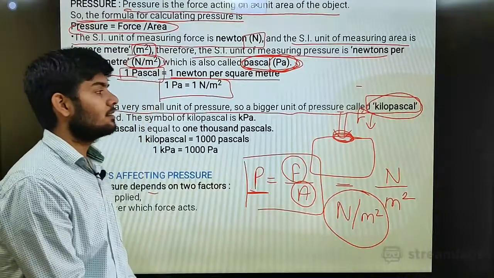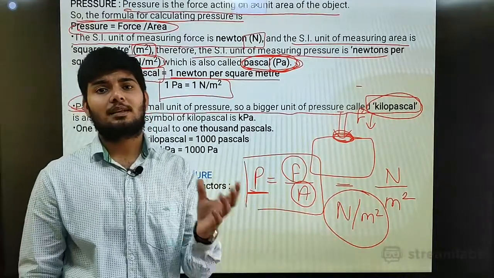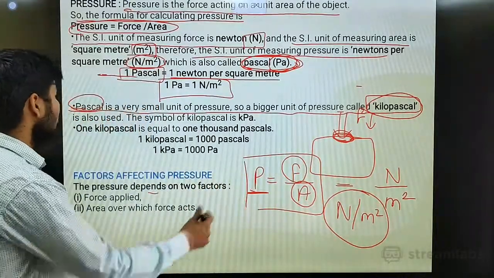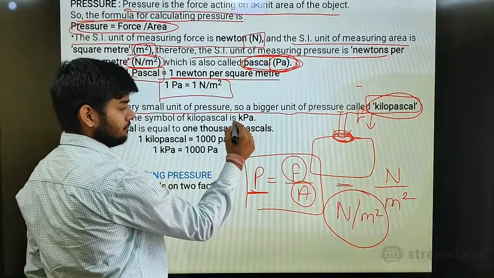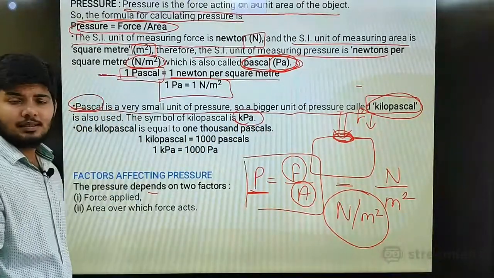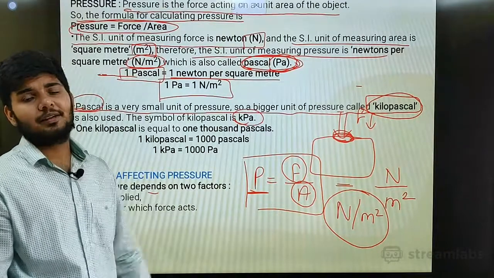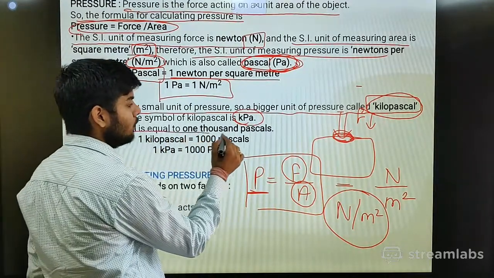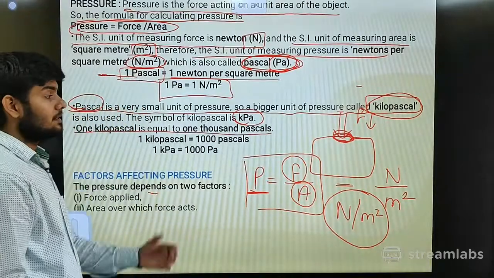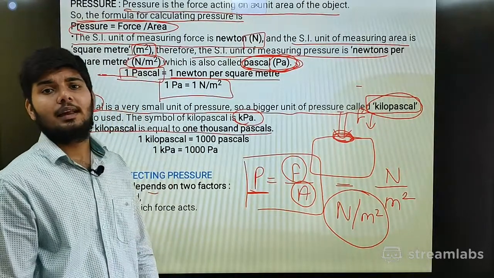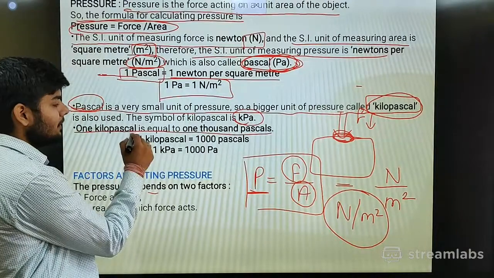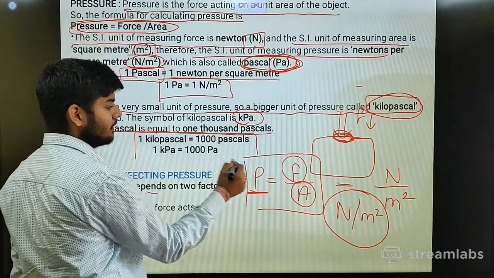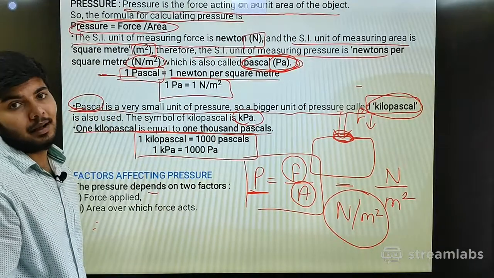Now students, let's discuss the relation between pascal and kilopascal. Kilopascal is represented by this symbol. The symbol is very important here, students. Now 1 kilopascal is equal to 1000 pascals. So this is the relation between kilopascal and pascal. We can simply write 1 kilopascal is equal to 1000 pascals.